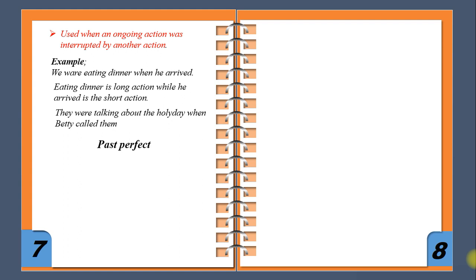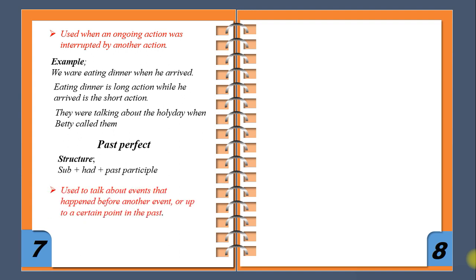The next one is the past perfect. Structure: subject plus had plus past participle. It's used to talk about events that happened before another event or up to a certain point in the past. Example: When I arrived at the bus station, the bus had already left. So, from this sentence, we are talking about an event that happened before another event.